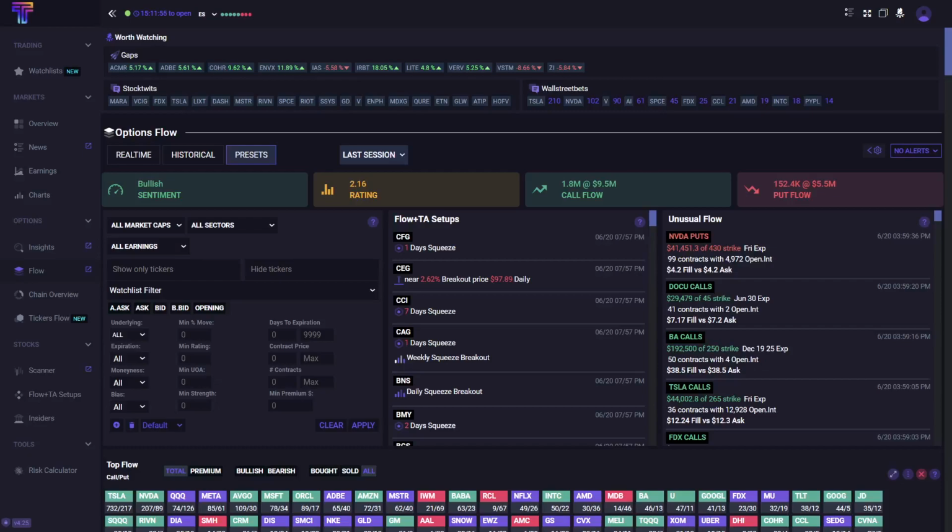I'm here at TradeUI, showing you how to use your option flow indicators to give yourself a trading edge. Today, I'm going to show you just how you can use TradeUI's option flow filtering system to identify potential market runners. So I want you to sit back, take some notes, and let's get into it.